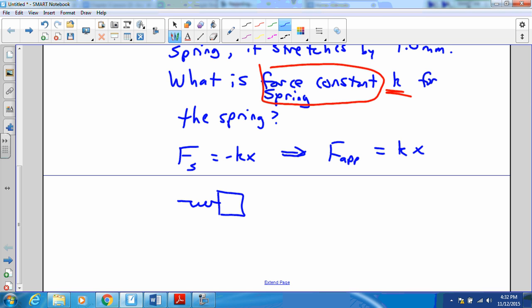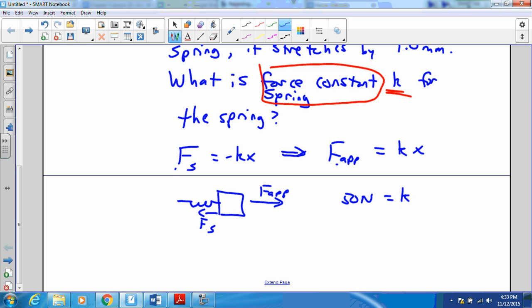Let's check a diagram so we can see what's going on. If we've got some object attached now, and if I want the spring to stretch to the right, I've got to pull it to the right, and that's our applied force. Meanwhile, the spring is going to resist me by pulling back to the left. So the spring force and the applied force have to be in opposite directions, but they will be equal so long as I'm stretching it slowly at constant speed.